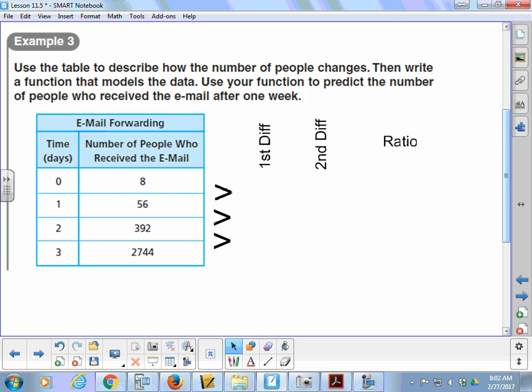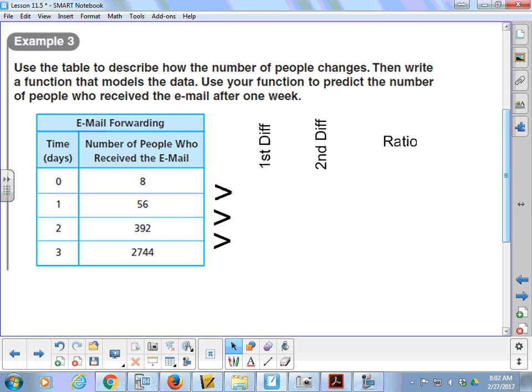So usually you can look at them and have a pretty good idea of which one it is. Like I can look at this one and see that from 8 to 56 is definitely not the same as from 56 to 392. So I know it's not linear. Right? I can see that right away. But I don't know whether that's quadratic or not. So we've got to check the first and second differences just for that reason, to make sure that it's not quadratic. Usually with such a huge increase each time, it's probably going to be exponential, but we need to take a closer look at it just to make sure.